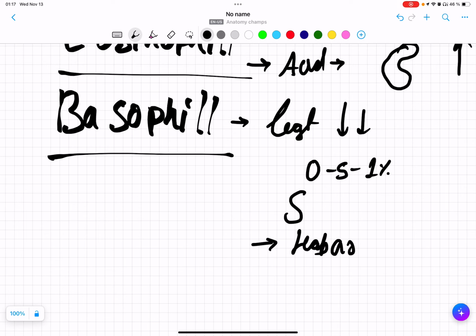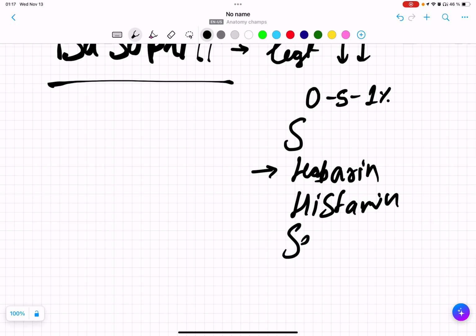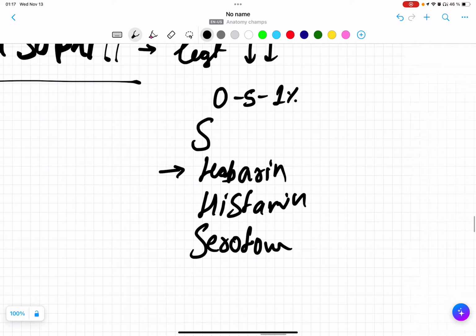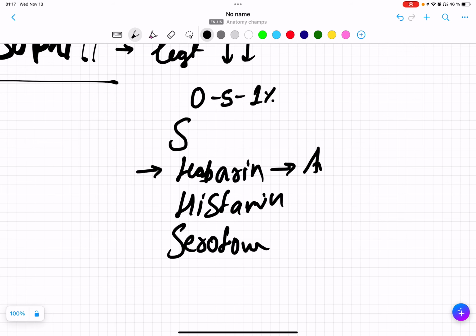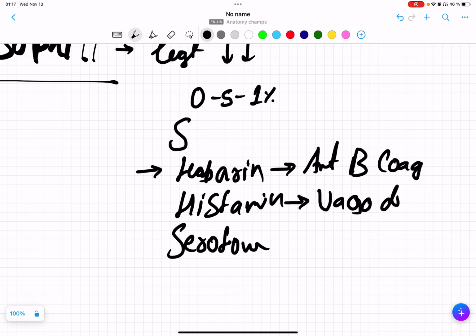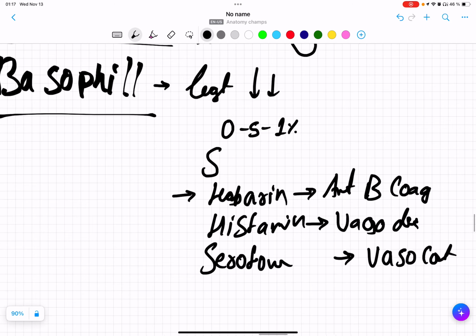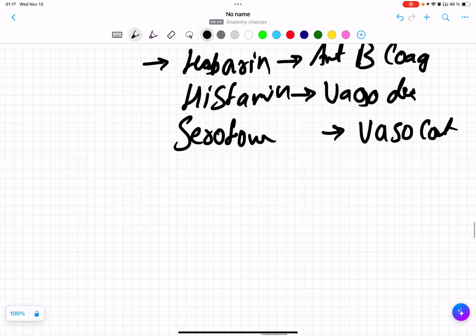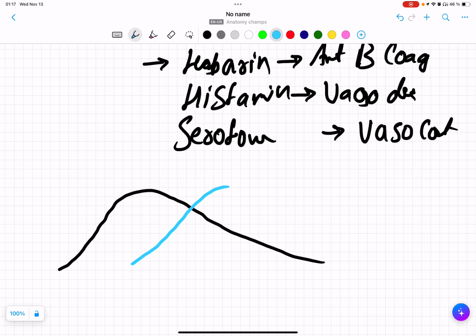They will secrete histamine and serotonin. Heparin will be anti-blood coagulant. Histamine will be vasodilator, and serotonin will be vasoconstrictor. It's not that it will produce all these things together. No, as the reaction proceeds, their concentration will change.